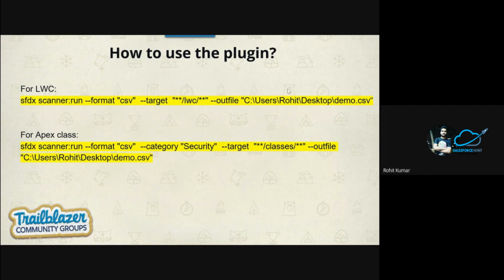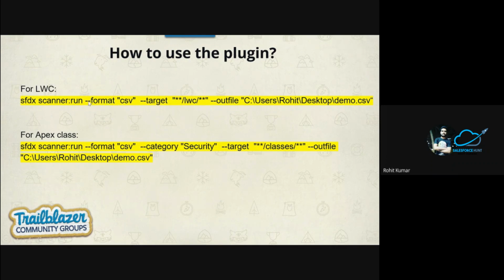So this target is basically used for LWC, and here you can also see the target for the Apex classes. You can mention this star star, which means all classes under this folder. It automatically scans your code and gives you the output based on your format.